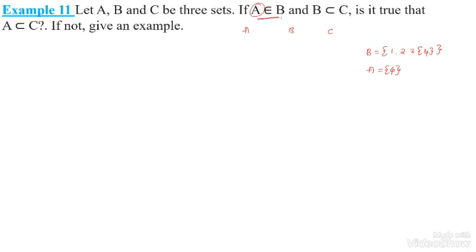Based on the definition, I can take the sets here. And B is a subset of C. B is a subset of C means C is the main set and B is smaller than C or else equal to C. I will take the elements 1, 2, 3, 4, 5. Okay, this is the example.